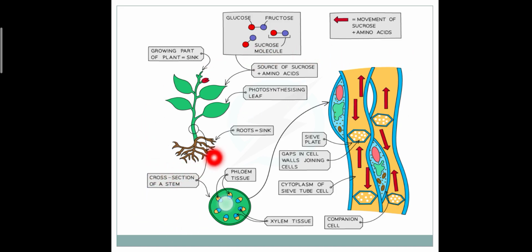So in this diagram, this is the growing part of the plant, which is known as the sink. And if we look at the cross section of the stem, we can see the phloem tissues and xylem tissues. And here is the source of the sucrose plus amino acids, and photosynthesis is happening in the leaf. These arrows are showing the movement of sucrose and amino acids.